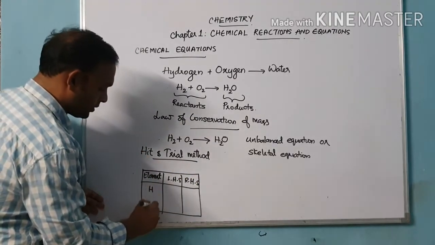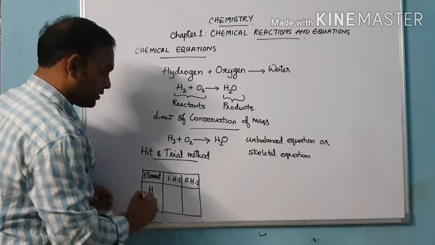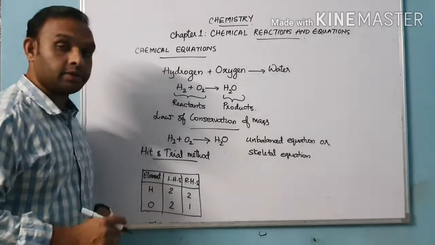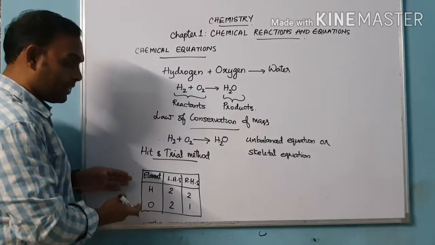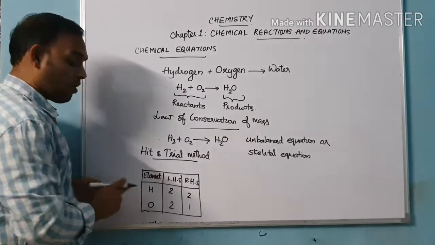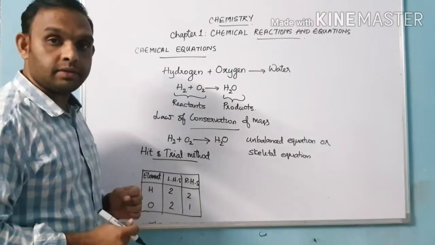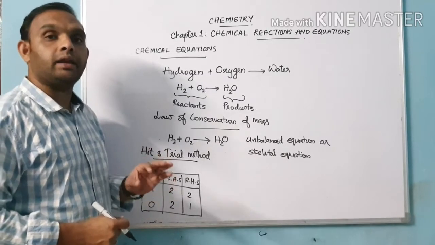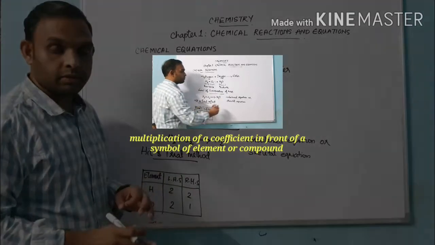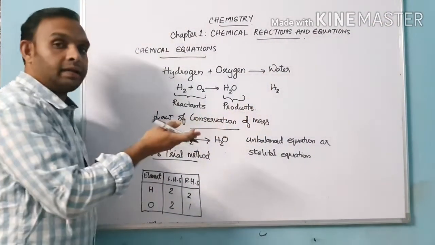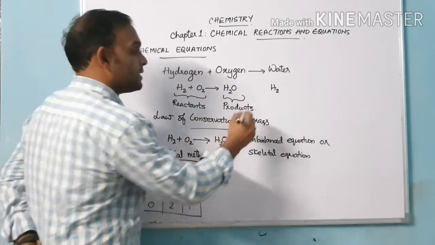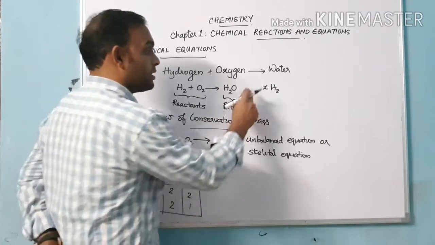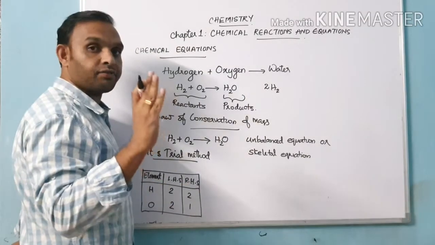What are the elements present? Hydrogen and oxygen. On the LHS, that is the reactant side, we have 2 hydrogen, and on the RHS also 2 hydrogens. Here we have 2 oxygen, but on the RHS we have only 1 oxygen atom. So it is clear from the table that we have to balance oxygen atoms. While balancing atoms of elements, we have to remember one thing: we have the freedom to multiply by any coefficient before the symbol of an element or compound. Suppose I want to balance hydrogen atoms in H2. I have the right to multiply any coefficient just in front of this H2. Understood? That means if I write 2H2, there are 4 hydrogen atoms.